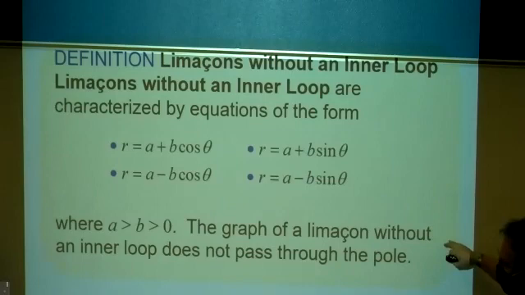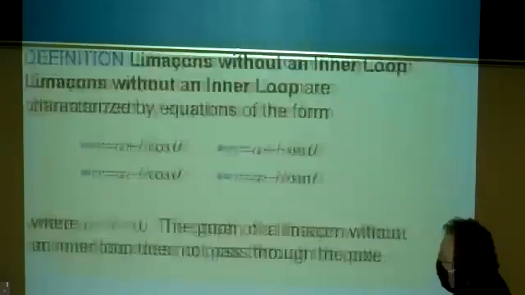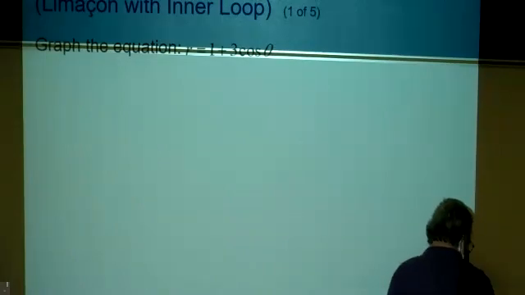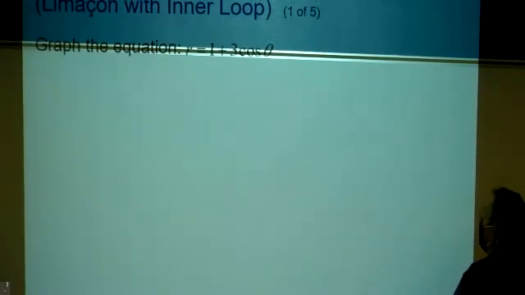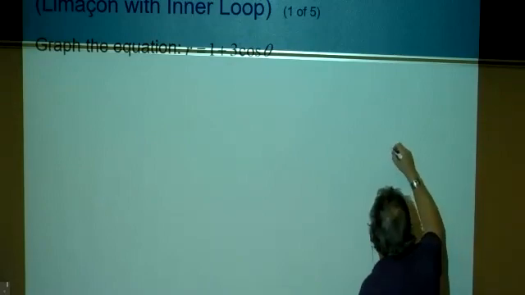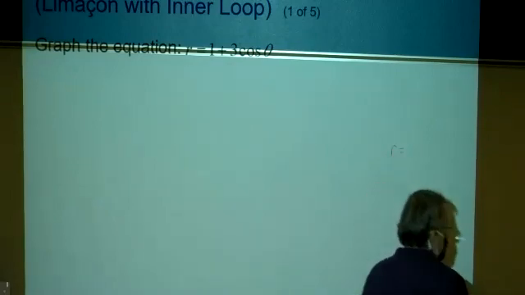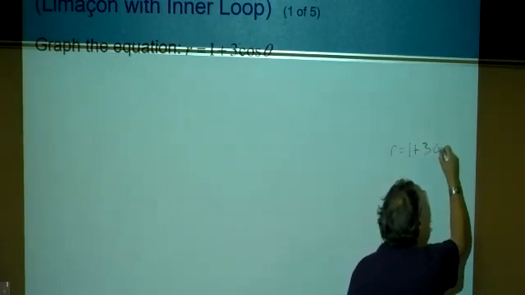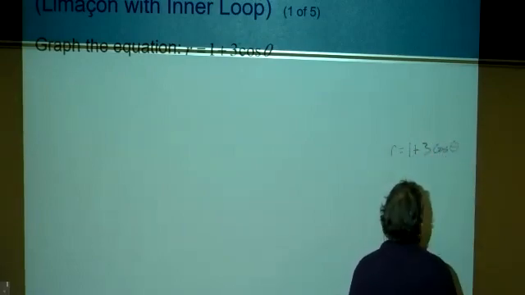Now, what do they mean without an inner loop? Well, because sometimes these shapes have an inner loop, and you're going, well, what the hell is an inner loop, Mr. Reed? Well, that's what we're going to talk about now. This is r equals 1 plus 3 cosine theta is what they have.